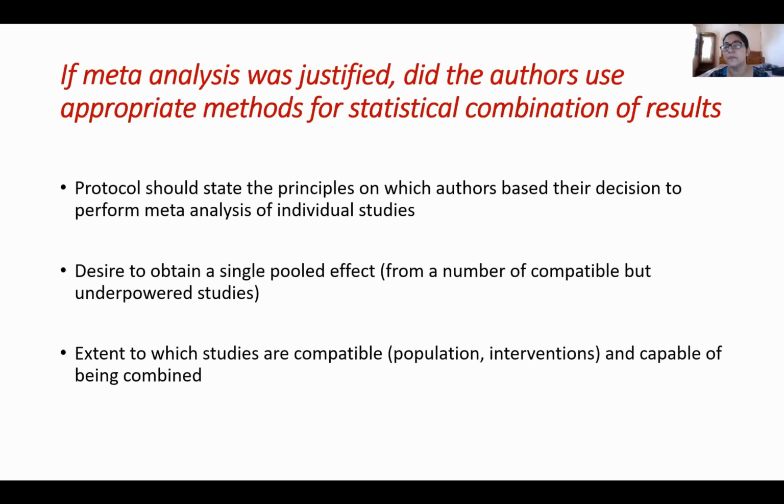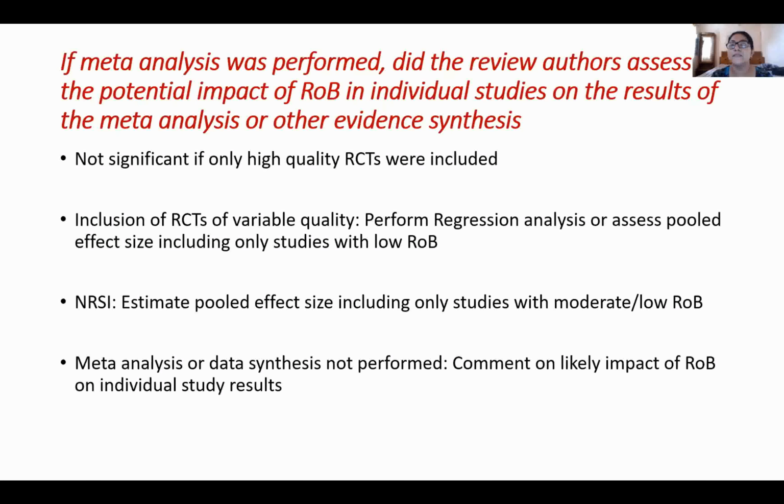However, before performing the meta-analysis, the authors have to determine to what extent the studies are compatible in terms of population and intervention and how they can be combined. If meta-analysis was performed, did the review authors assess the potential impact of risk of bias in the individual studies on the results of the meta-analysis or other evidence synthesis? So this is also important.